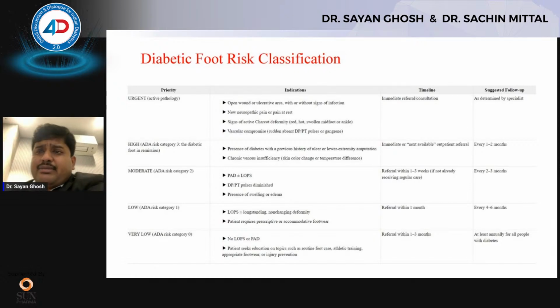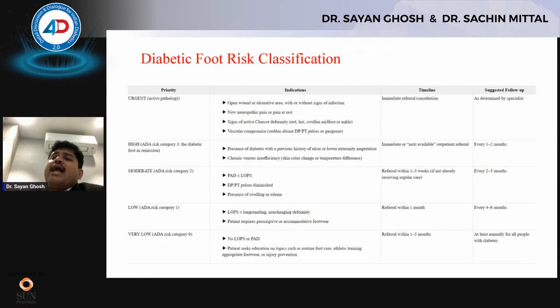New neuropathic pain, or pain at the wrist, or signs of any active Charcot deformity. There may be a red hot sole, midfoot, or ankle. There may be vascular compromise, such as sudden absence of the peripheral pulses. Those are the urgent cases, that is, active pathology. Immediate referral is required, as determined by the specialist.